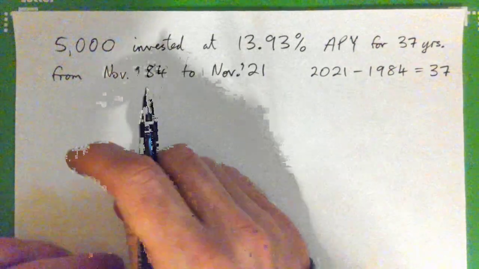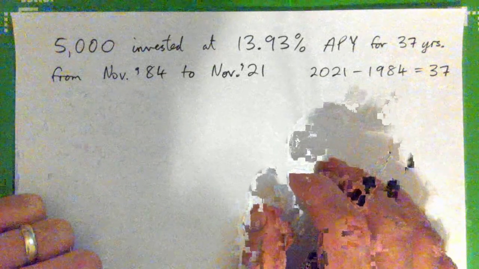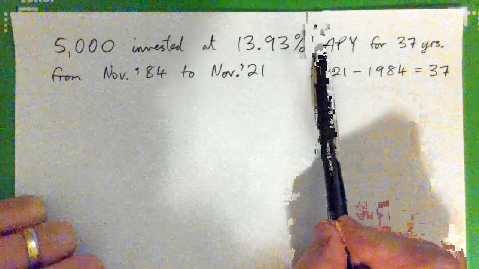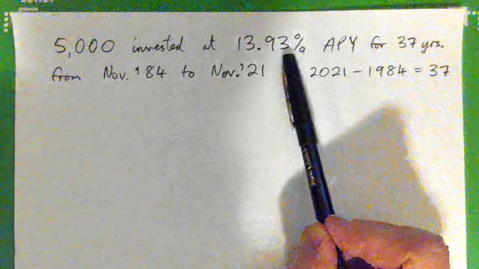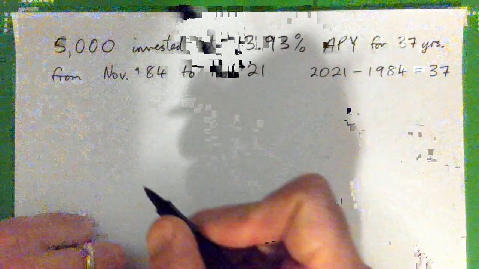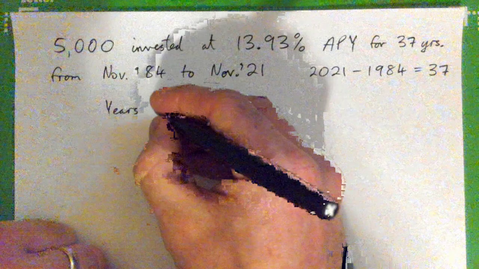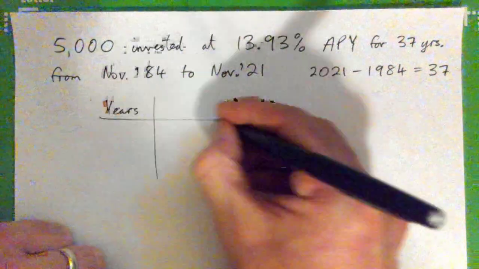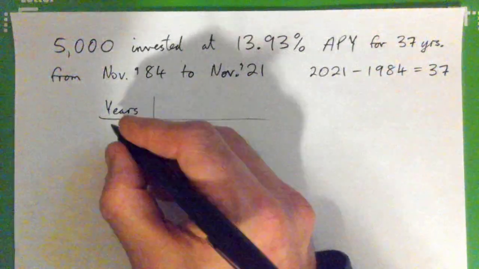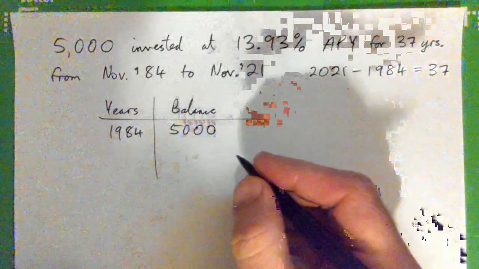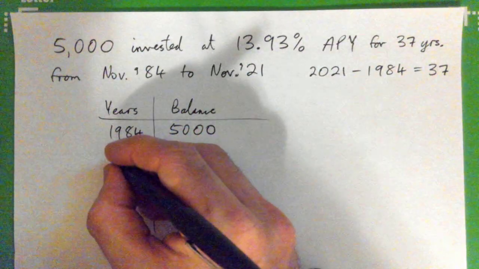So we can just use the compound interest formula, because this is going to be compound interest. You know, when you make interest, you can get more money on top of it the next year. I'll just do a couple of years just for fun. So 1984, we begin with $5,000. We'll just put the balance here. I'll just do a couple just so we can all see how this thing works.